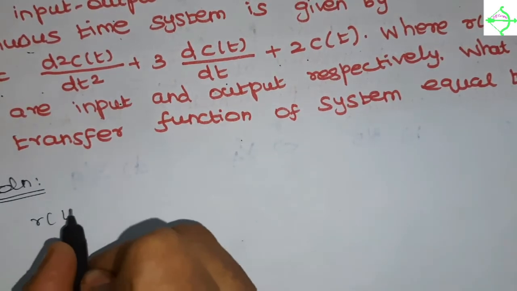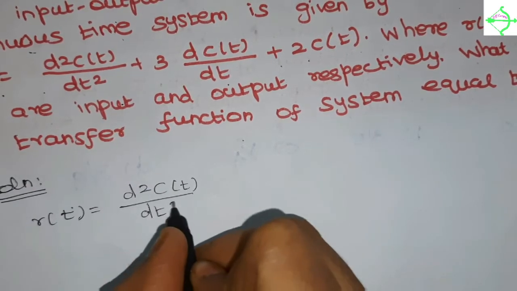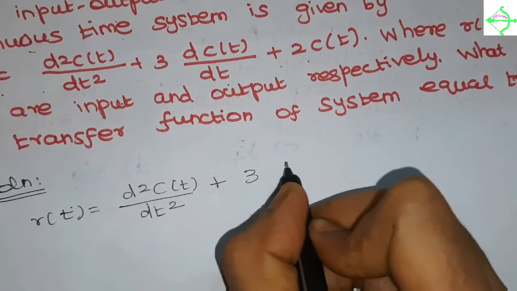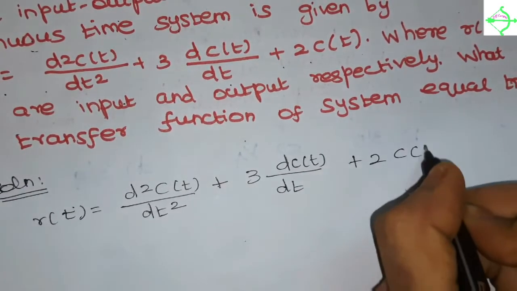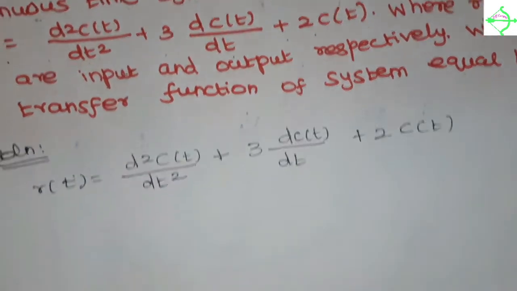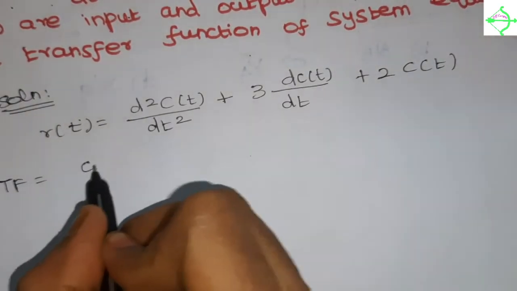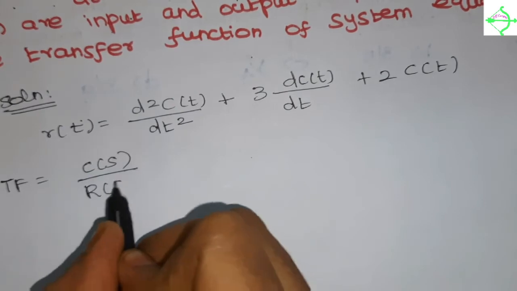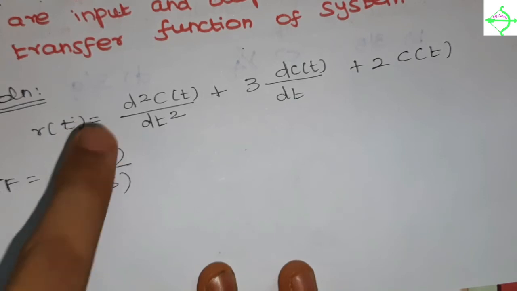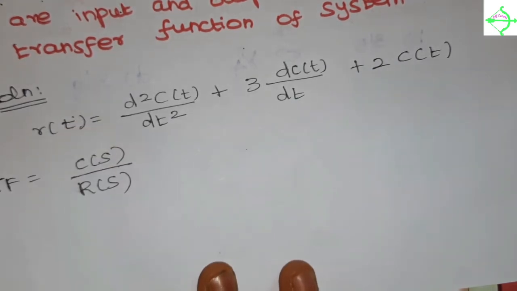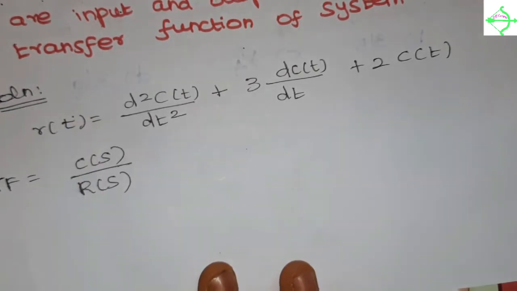The input and output relationship is given as R(t) equal to d squared c(t) by dt squared plus 3 into dc(t) by dt plus 2 into c(t). We have to find out the transfer function of this given system. We know that the formula for the transfer function is C(s) divided by R(s). By taking the Laplace transform of this equation, we will get the transfer function.